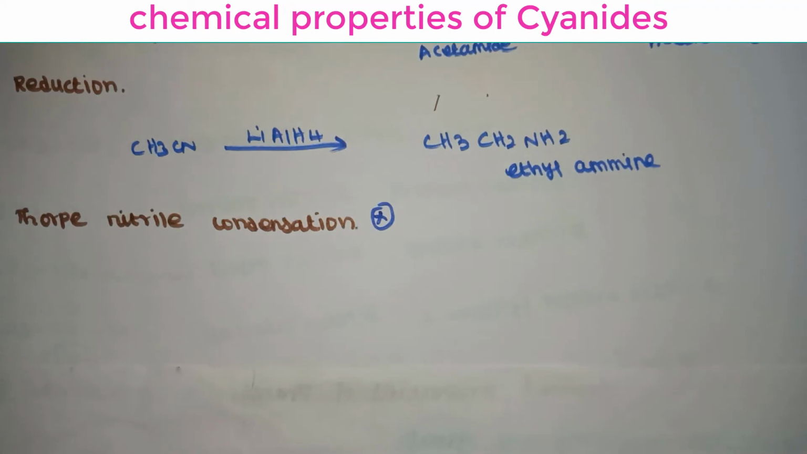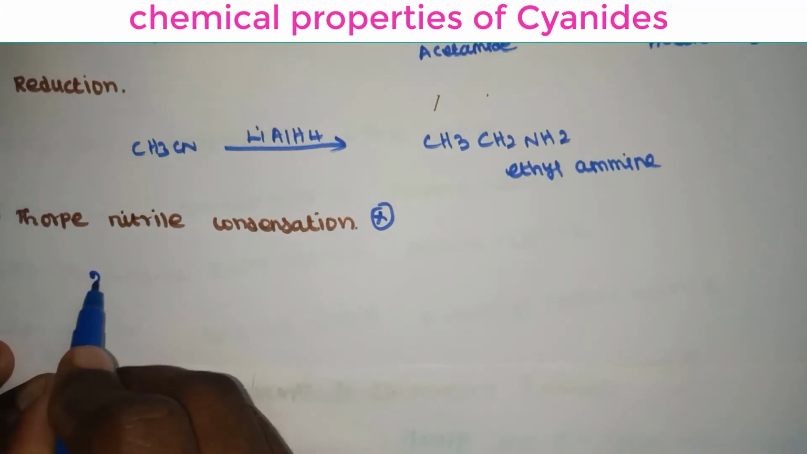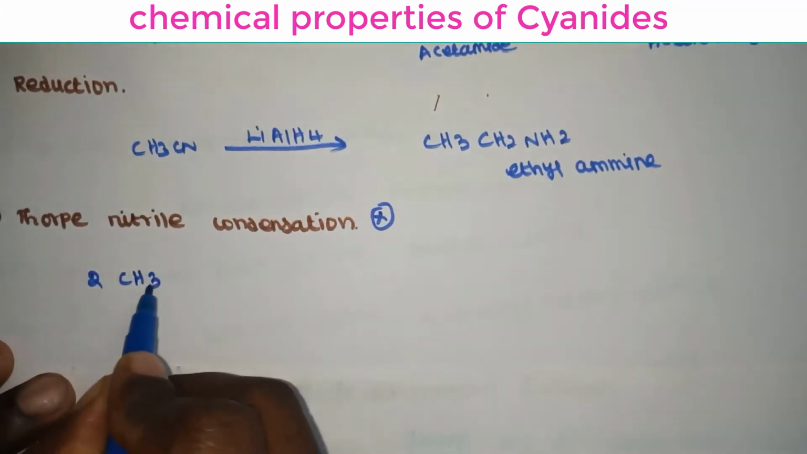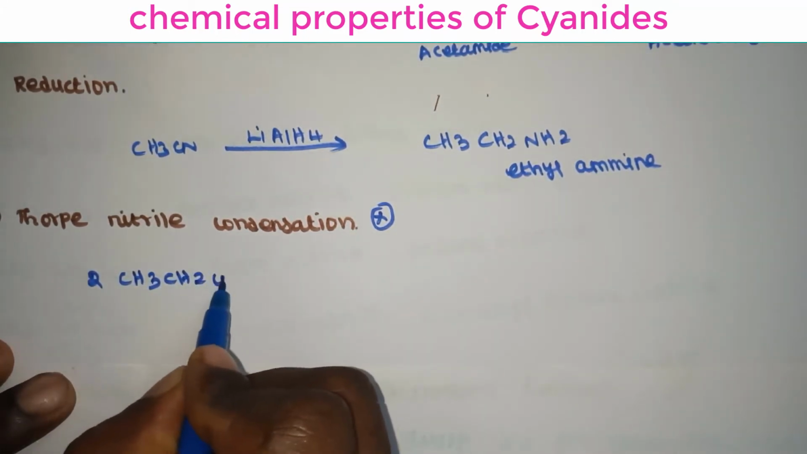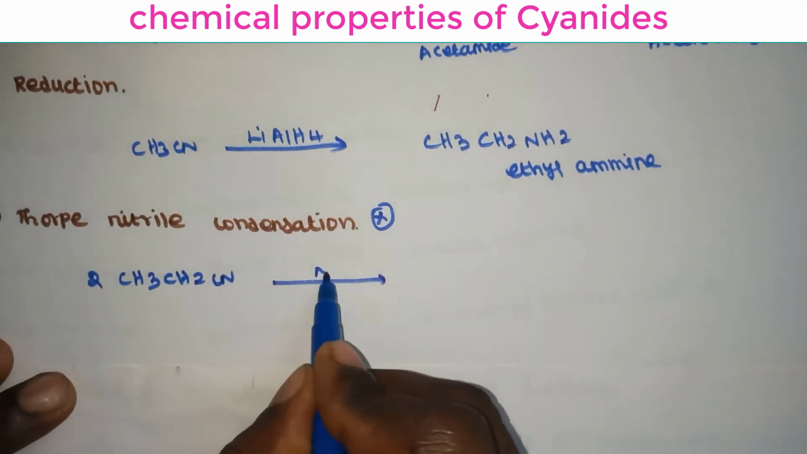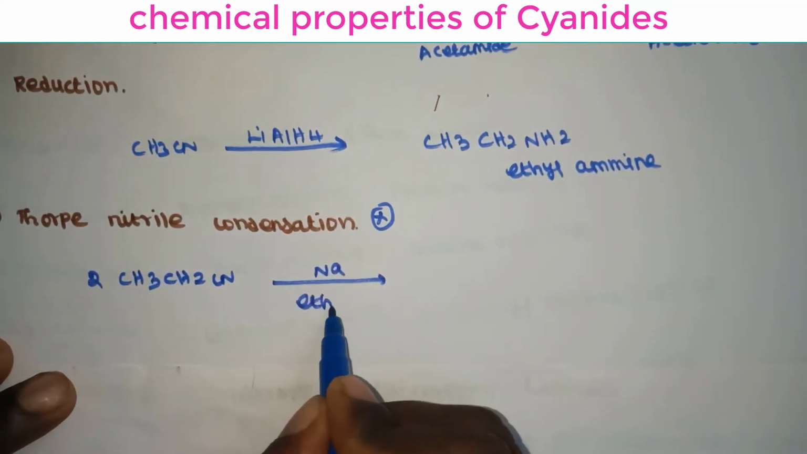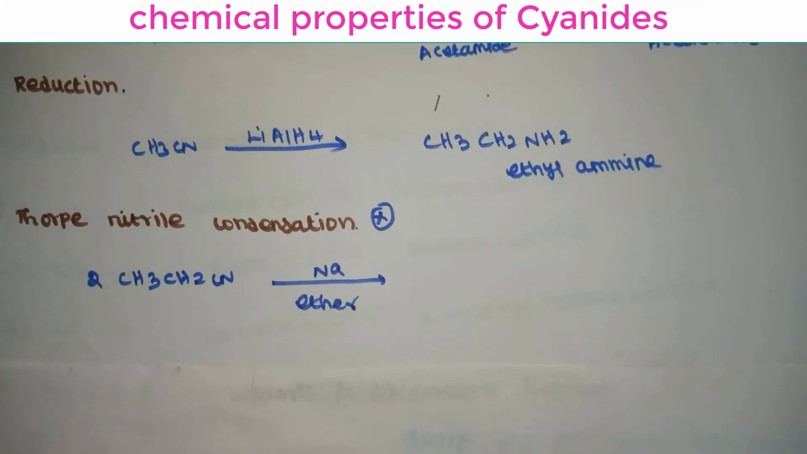Next one is the Thorpe nitrile condensation. Self condensation of two molecules of alkyl nitrile containing an alpha hydrogen atom, in the presence of sodium in ether, forms an iminonitrile. This reaction is called the Thorpe nitrile condensation. Example, two moles of CH3CH2CN react with sodium in the presence of ether to form an iminonitrile.